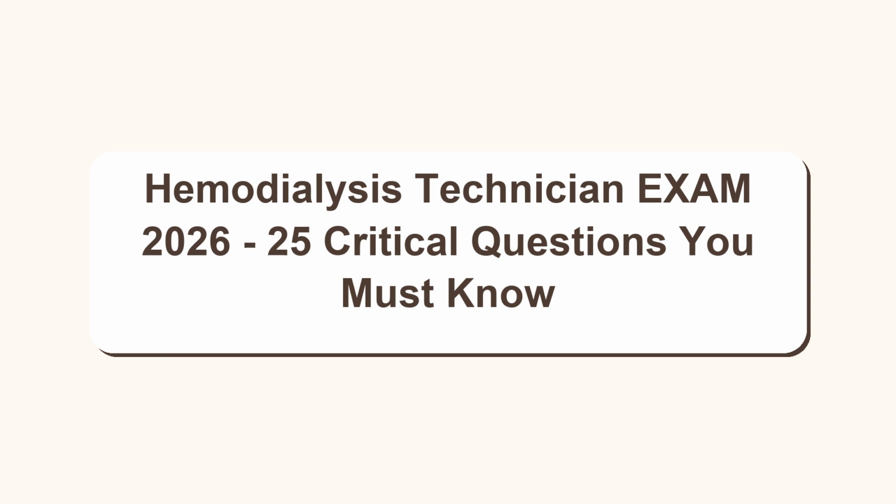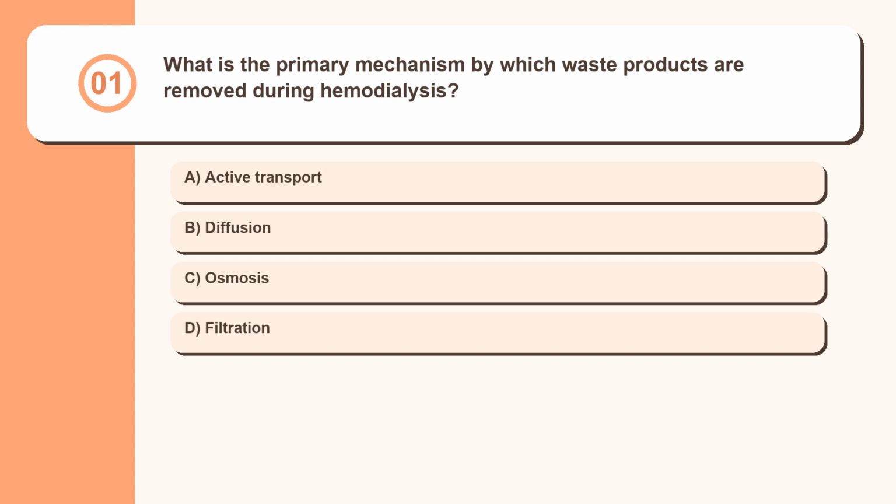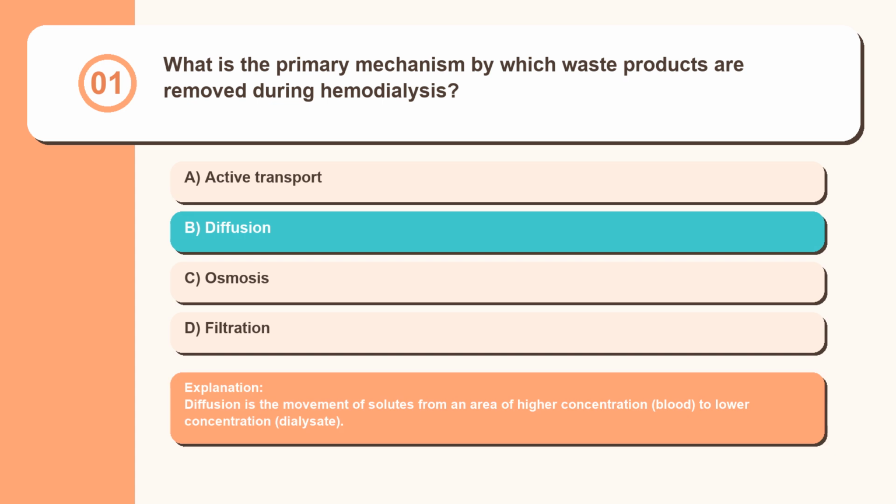Hemodialysis Technician Exam 2026-25. Critical questions you must know. Question 1. What is the primary mechanism by which waste products are removed during hemodialysis? Active transport, diffusion, osmosis, filtration. Diffusion is the movement of solutes from an area of higher concentration, blood, to lower concentration, dialysate.